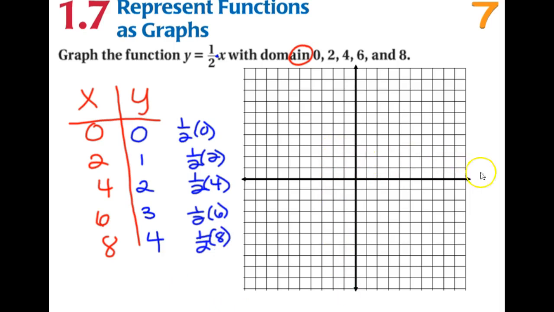So let's graph these. Remember, this is our x-axis, this is our y-axis. In the middle we call that the origin, and this first one actually starts at the origin. X is 0 and y is 0. Our second point is 2, 1. X is 2 to the right, y is up 1. Then 4 to the right, up 2. 6 to the right on our x-axis, up 3. And then 8 to the right, up 4 for the last point there. All we had to do is plot the points, we're done.